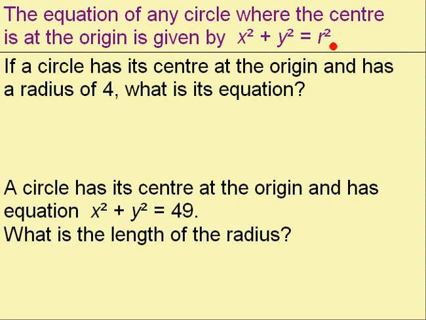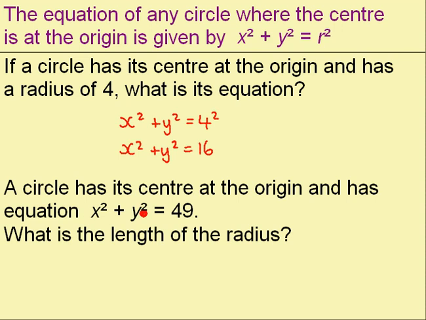We can now use this general equation to help us answer some exam-style questions. I'm asked that if a circle has its centre at the origin and a radius of 4, what is its equation? Well, I'm going to use this. It's x squared plus y squared equals the radius squared, so that's 4 squared. So I have x squared plus y squared equals 16, and this is the equation of that circle.